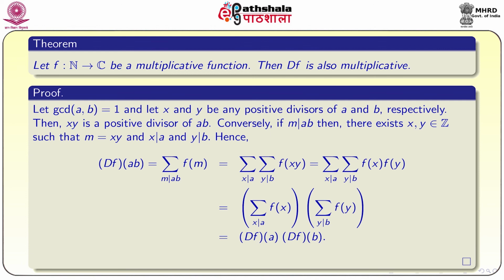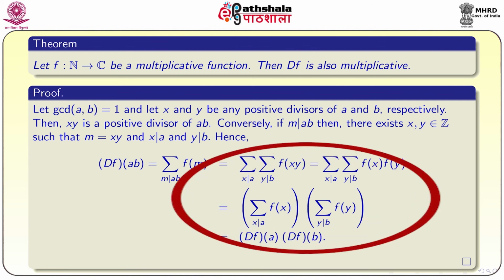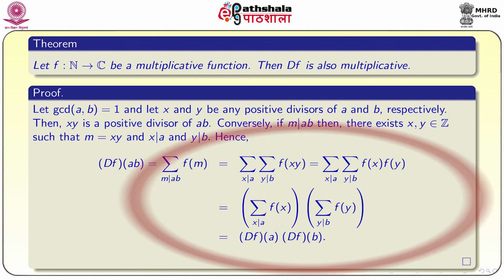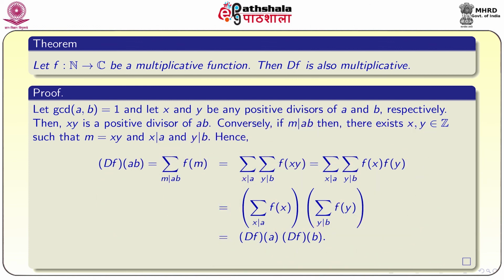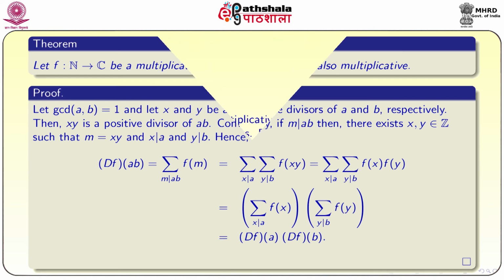So, summation x divides a, summation y divides b of f(xy) can be written as summation x divides a and summation y divides b of f(x) into f(y). It is because it is given f is multiplicative. Now we can group it like this: summation x divides a of f(x) into summation y divides b of f(y). That is the same as (df)(a) into (df)(b). So, we proved that if f is a multiplicative function, then df is also a multiplicative function.